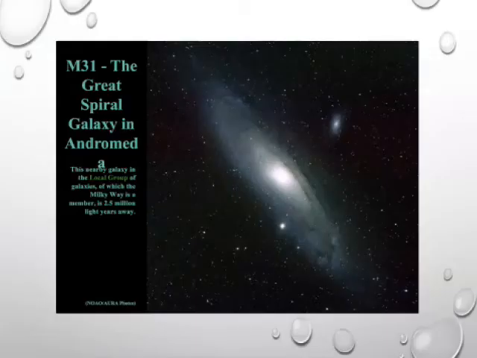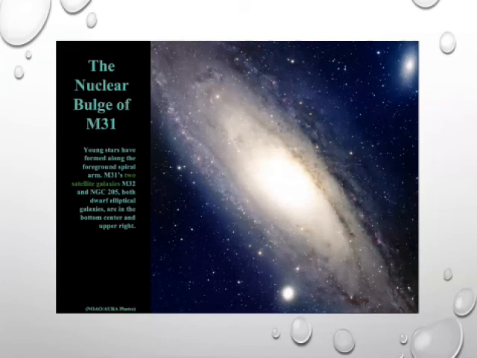This is M31, the Great Spiral Galaxy in Andromeda. It's a nearby galaxy in the local group of galaxies. This is the nuclear bulge of M31, taking a closer look and showing young stars that have formed. You can see the bright spots there that are young stars that have just formed within M31. You can also see two satellite galaxies, M32 and NGC 205, which are both dwarf elliptical galaxies, at the bottom center and upper right of M31.